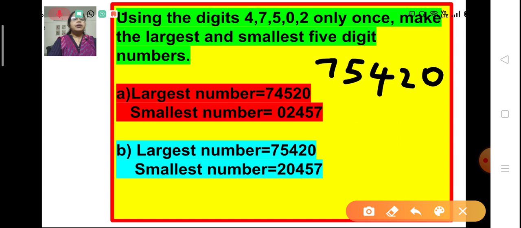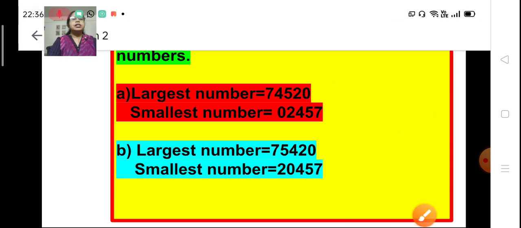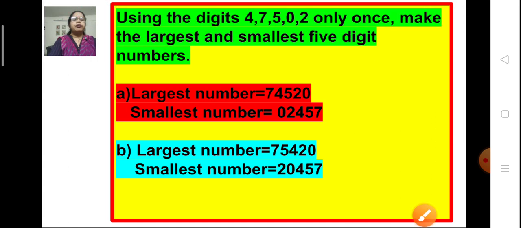So the number becomes 75,420. Alright, and where do you find this answer? This answer is here. Alright, now coming to the smallest number. How do we form the smallest number from the given digits? For forming the smallest number, we arrange the given digits in ascending order. That means from small to big.